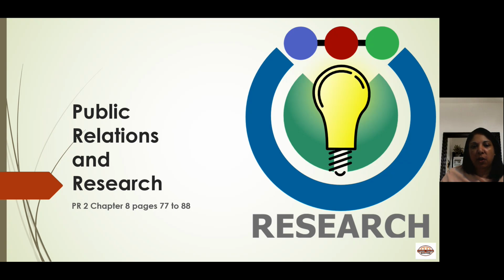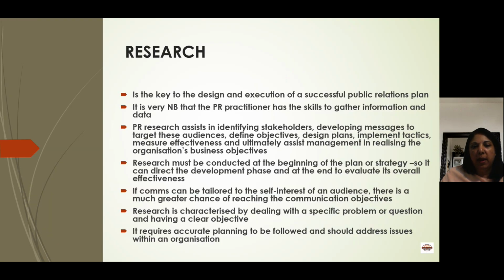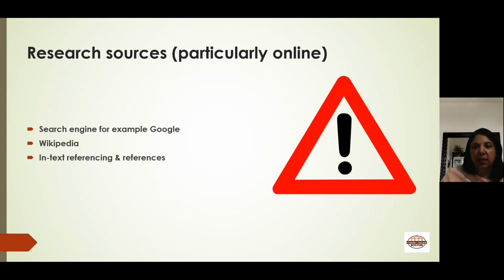Just in terms of a recap, we went in depth yesterday into research and what research is and why we fundamentally use it. Research, measurement and evaluation were some of the key things covered. For any plan, campaign or strategy to be successful, it needs research, particularly research that is credible.